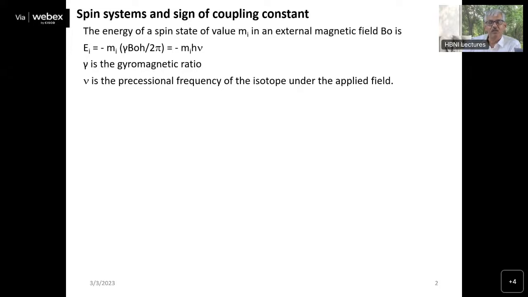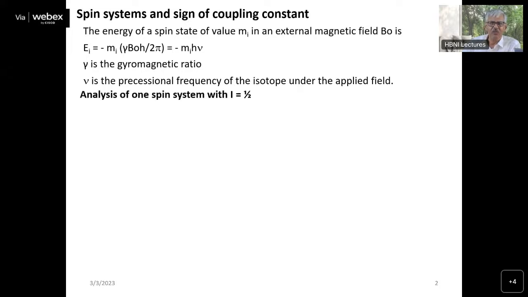Okay, so these are the things I have already told you, that the energy of a spin state of value mi in an external magnetic field B0 is given by Ei is equal to minus mi gamma B0 h by 2 pi. That is nothing but minus mi h nu. This is for a particular energy state, where gamma is the gyromagnetic ratio and nu is the precessional frequency of the isotope under the applied magnetic field.